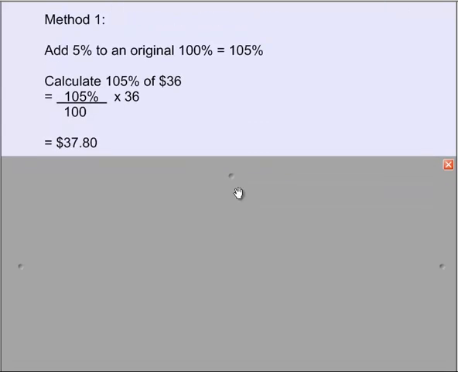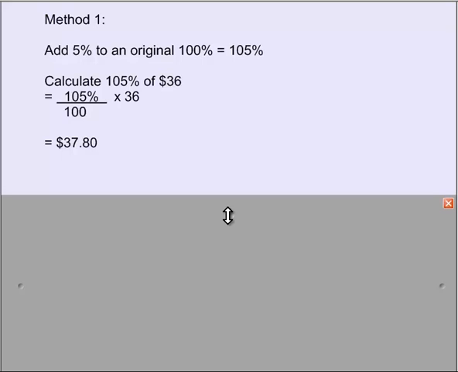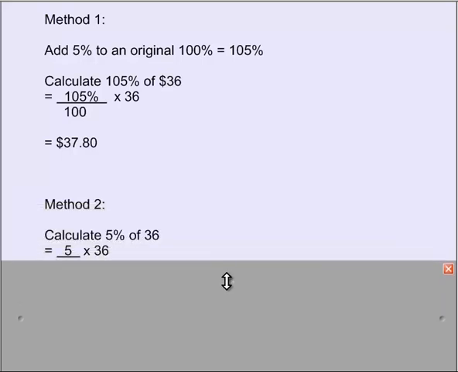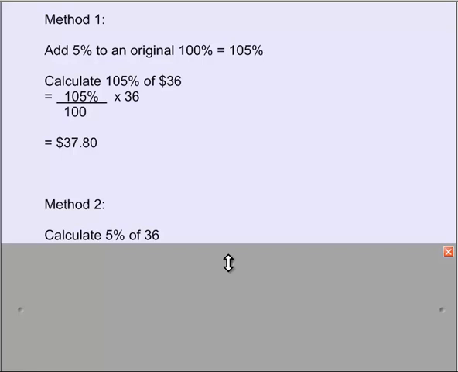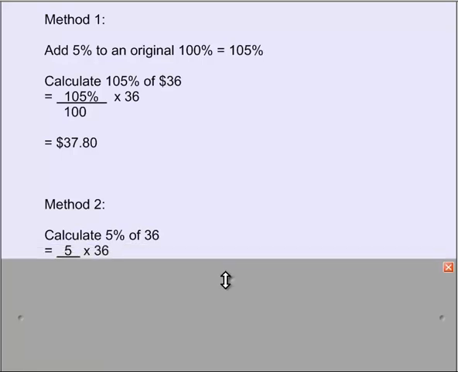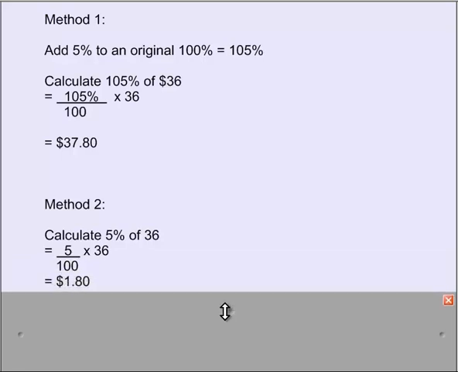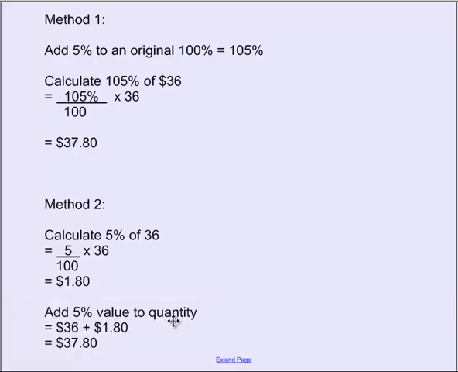Method 2, or the way that a lot of you would do it as it stands now, involves working out 5% of 36 and then adding that on to the original price separately. So calculating 5% means we do 5 over 100 times 36, and that gets us our $1.80, and then we add that 5% value onto our original price to get $37.80.